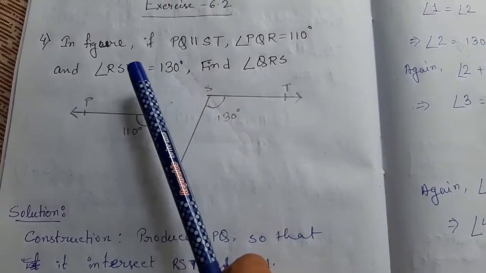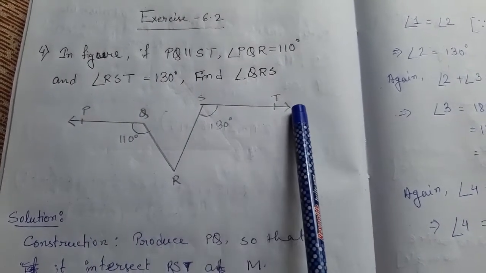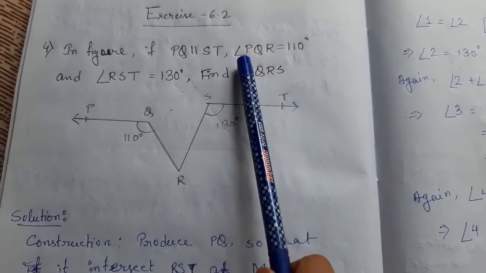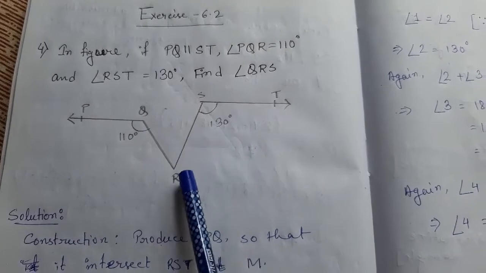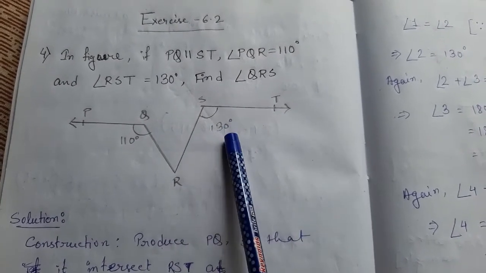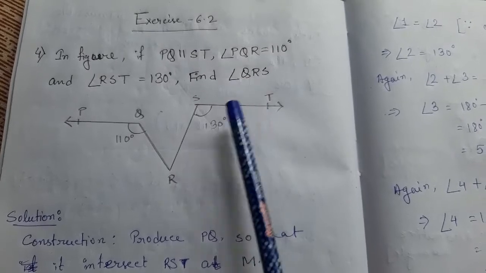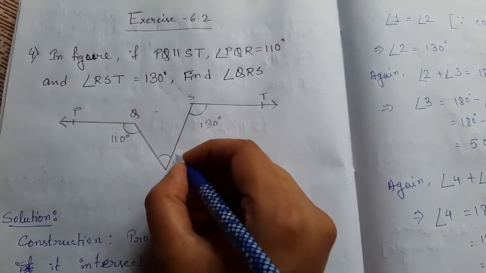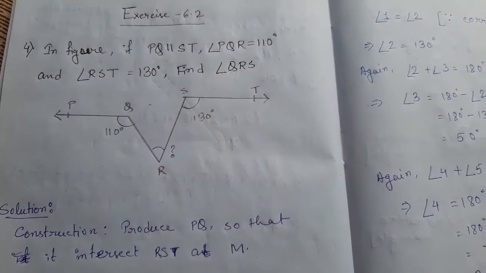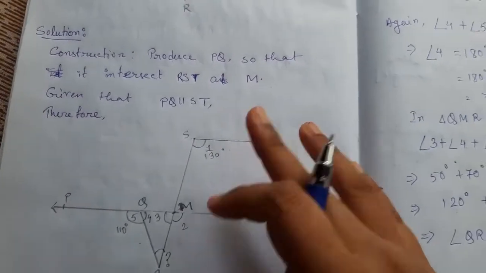Look at the question. In the figure, if PQ and ST are parallel to each other and angle PQR is 110 degree and RST is equal to 130 degree, find the angle QRS. QRS means you have to find this angle. So how can you solve this one? First of all, look at the solution.